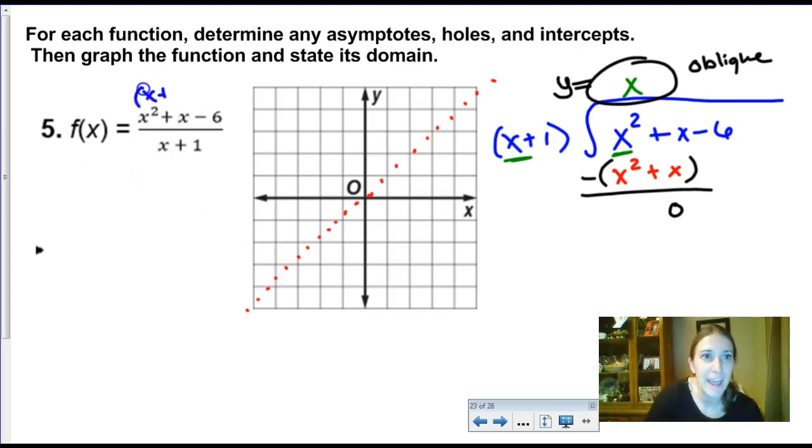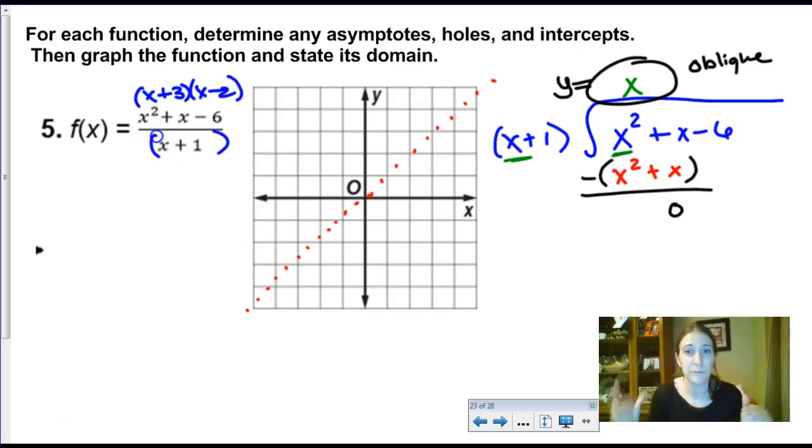I quickly in my head factored this, x plus 3, x minus 2, and then I saw x plus 1, and I saw that there were no removable discontinuities. That's why I went ahead and did the long division. If you did the factoring and something canceled, it would have ended up looking like just a line, but it would have had a hole, so be careful. You still have a hole with it. Anyways, I digress. I think there is one in your book that looks like that. They want to know about vertical asymptotes.